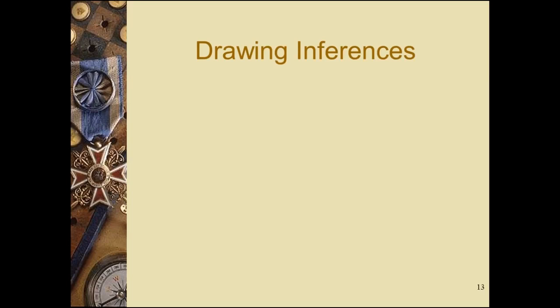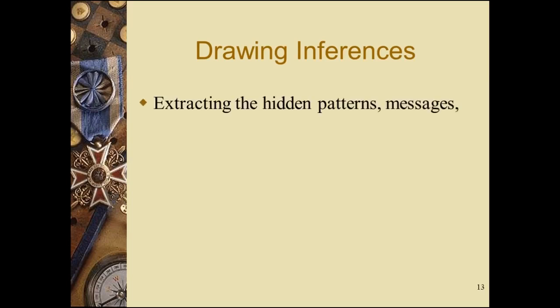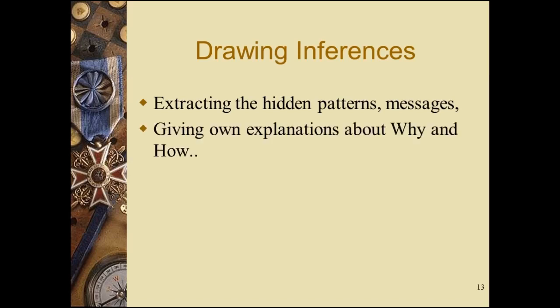So inferences come from your mind. You are extracting the hidden patterns and messages from your tables, graphs, and pictures. Give your own explanations about why they are as they are and how that happens. For example, if you take the case of conflicts and satisfactions, I kept giving you the reason why work conflicts and family conflicts are related positively. So you can give your own explanations. The correlation between both these variables is, let us say, 0.74, which means the strength of relationship is very strong, positive, and statistically significant. So what?